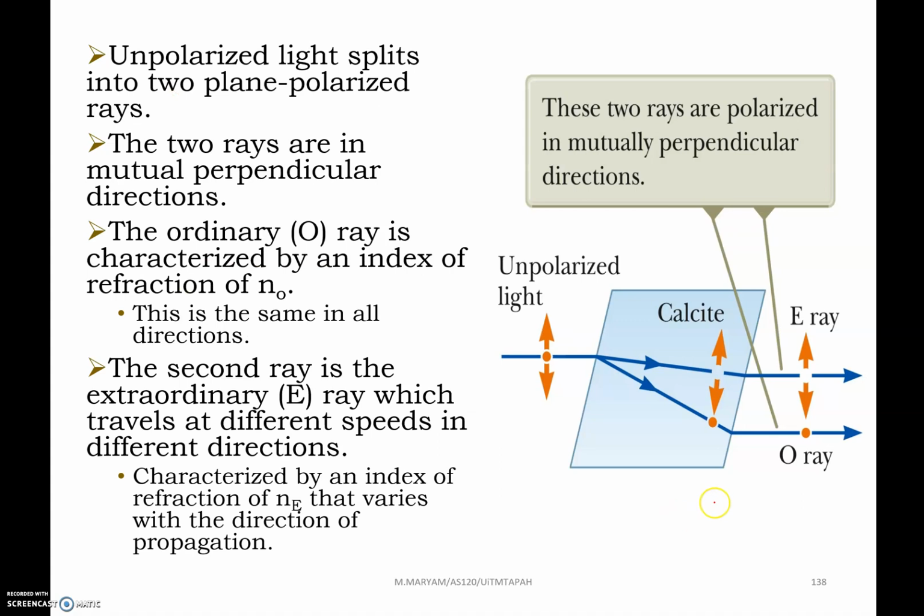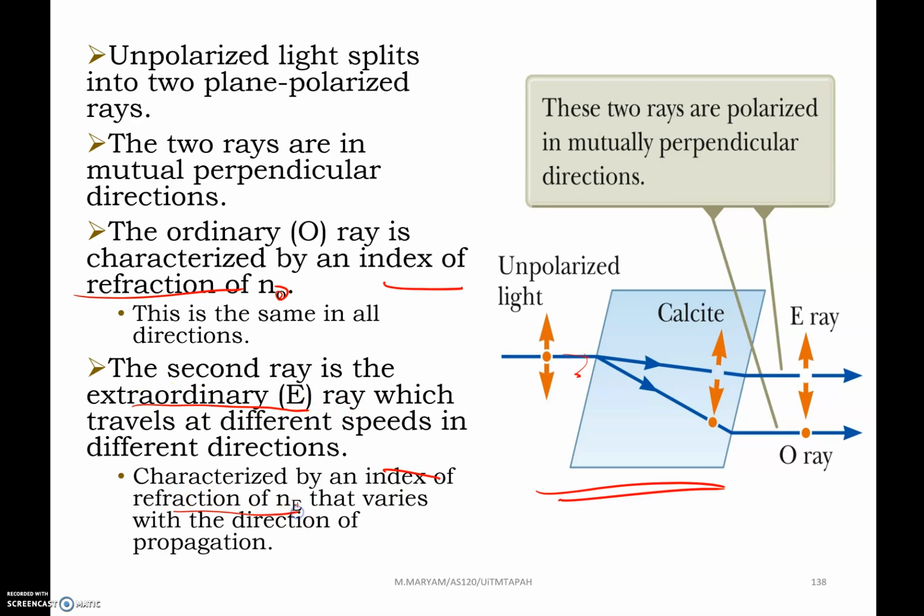So let's look at an example of a crystalline structure here. We have calcite, or you are familiar with calcium. Calcite is actually a crystalline material. Once unpolarized light goes into the calcite, it will break into two rays. Because there is an index of refraction of nO here, and also an index of refraction of nE.